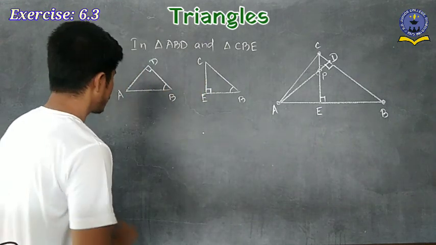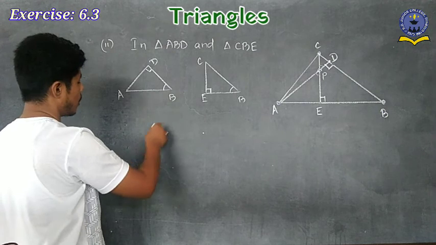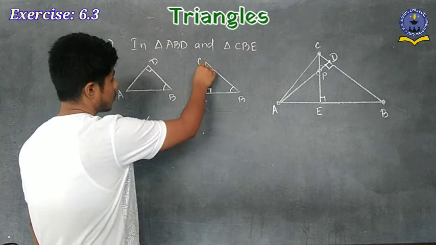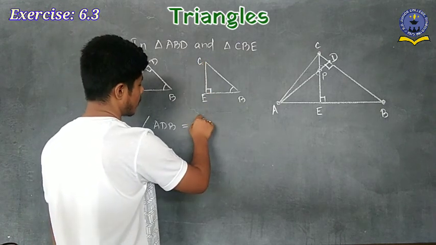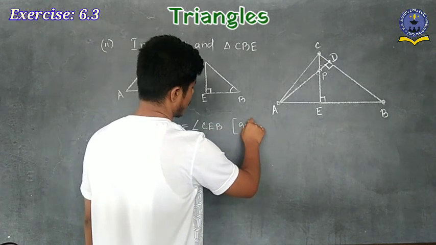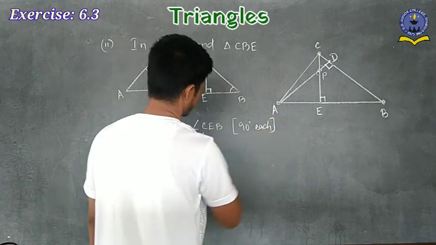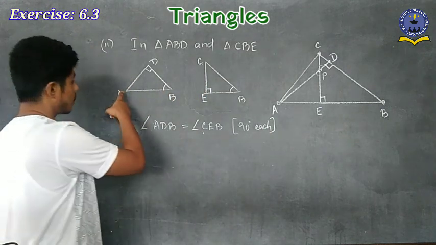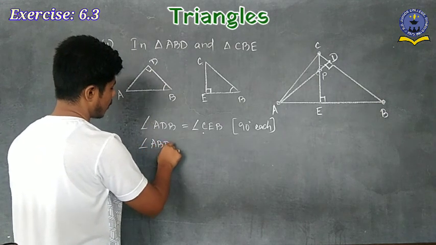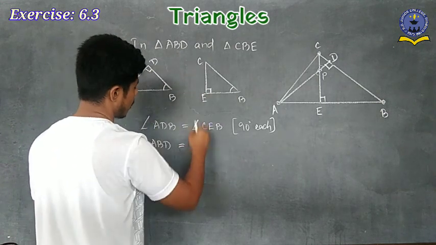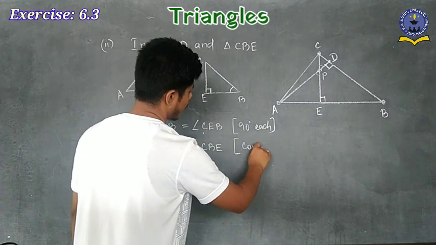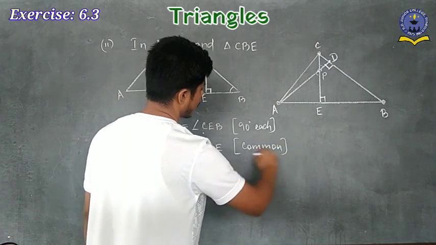Angle similarity criteria. So first of all you have to write here ADB. So angle ADB is equal to CEB. So this one is angle CEB. So this one you have to write here 90 degree each. Is it clear? And at the same time here, second one we have to write ABD. So this one you have to write angle ABD is equal to angle CBE, and this one in bracket we have to write common. I think all of you understood this one.